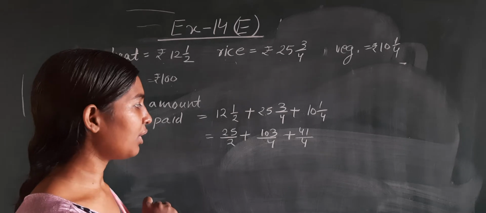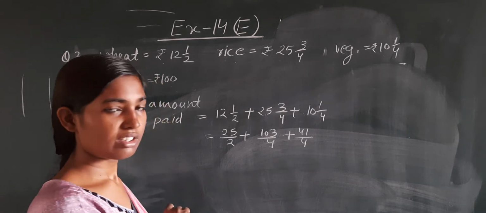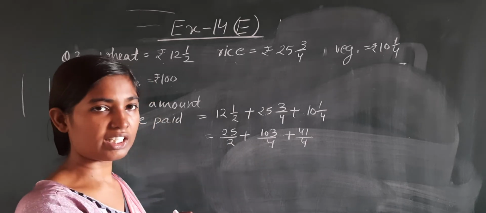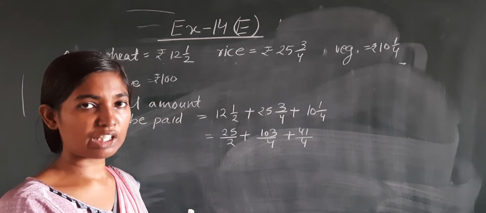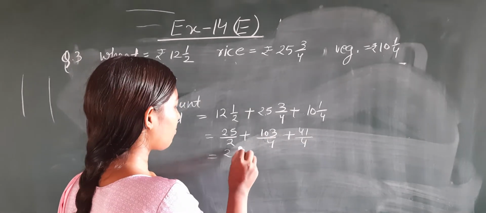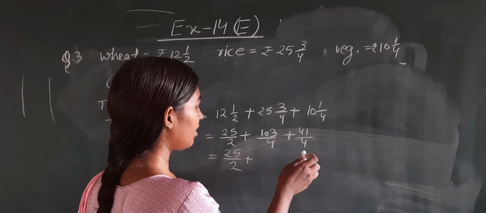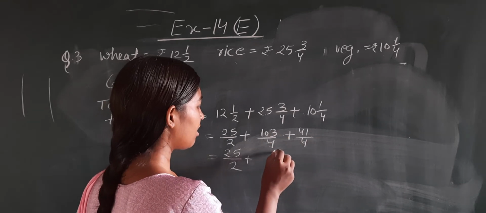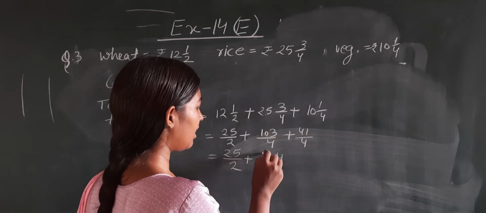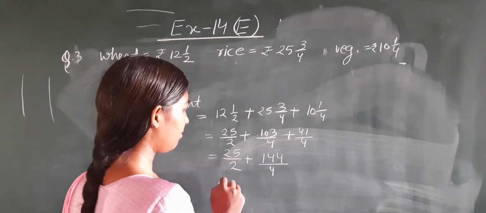Okay, now what will you do? Simple, take the LCM. You can see these two are like fractions only. ठीक है, ये दोनों पहले से like fraction हैं, तो हम इन दोनों को ऐड कर देंगे. Then we will take the LCM because we know that whenever there are like fractions we will add them up. So these two will get added up. 25 by 2 plus 103 plus 41. 3 plus 1 is 4 and 4 plus 0 is 4 and here 1, and downside will come as 4.